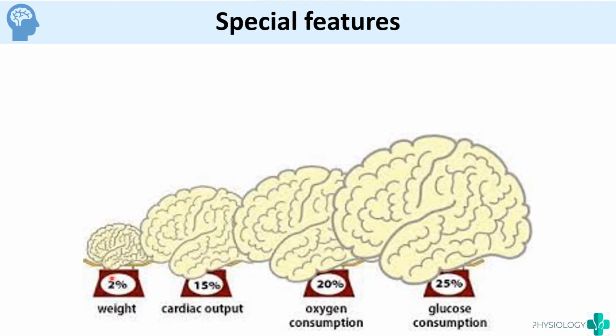First you have to tell about the weight of the brain, or how much percentage of the body weight is the brain. Then talk about the cardiac output, the oxygen consumption of the brain, and the glucose consumption. Your answer should include these four important points regarding the weight, cardiac output, oxygen consumption and glucose consumption. And finally we'll tell about the Monroe-Kelly doctrine also. We'll see each one by one.